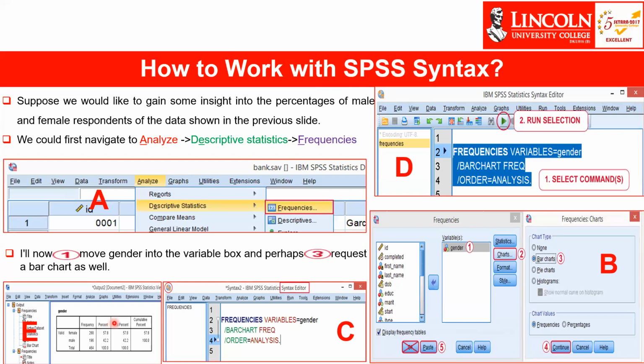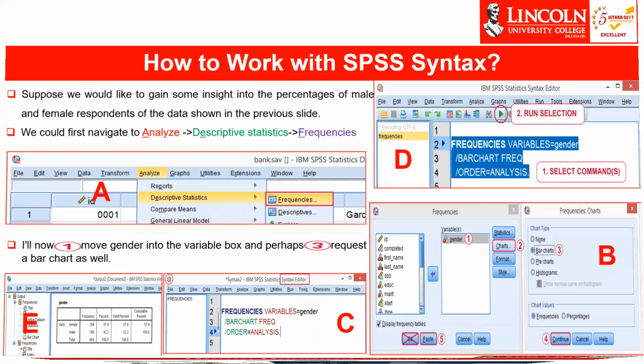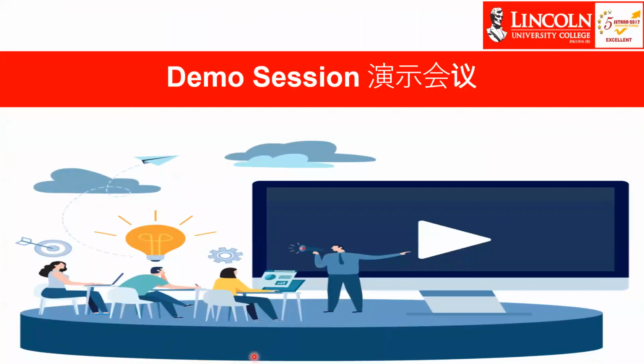Then you can see your output tab, where you're going to see a table that gives a summary of your variable. Beneath that, you're going to see your bar chart. Okay, so that is how to work with SPSS syntax. Of course, you can change any part of this code depending on what you want.